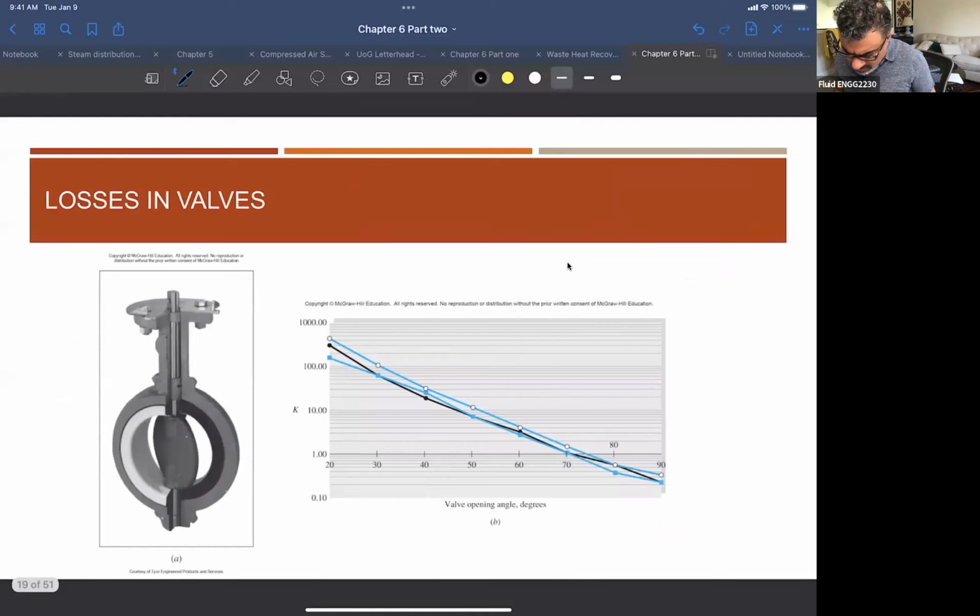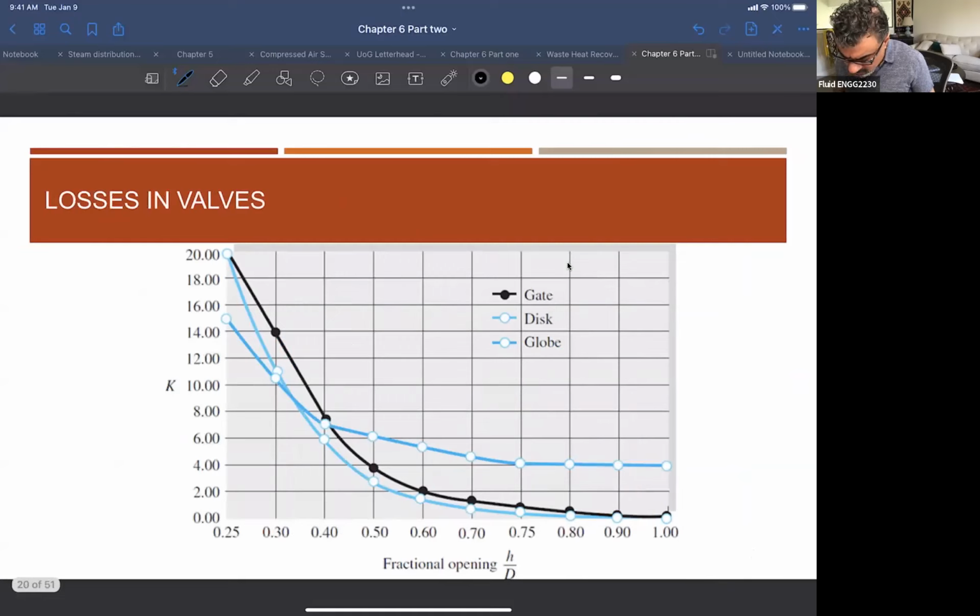You will see here, for example, a typical engineered product. This is a gate valve, given at different angles. When you are opening or closing this valve, you will see the valve opening here. If it's 20 degrees, 30 degrees, 40, 50, you will see that K, which is the loss coefficient inside this valve, takes a different value. And again, a different diameter of this valve might also have a different value for K, the coefficient of losses inside the valve.